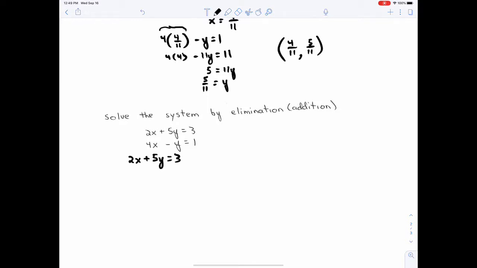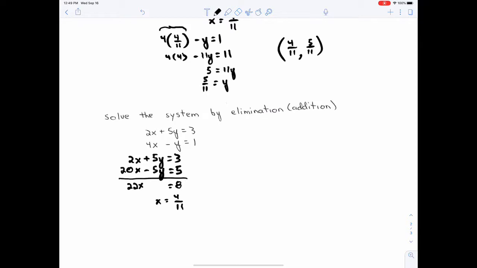And the second equation, I'm going to multiply by 5. Because if I multiply the second equation by 5, notice the first equation and the second equation have the exact opposites as far as the y goes. And then what I'm going to do is add them together. The y's don't go away until you add them together. So if I add the equations together, we'll get 22x equals 8 and x equals 4/11.